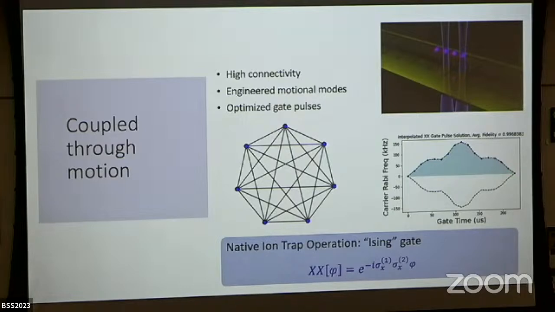Okay. And we can couple any pair in the chain. So we're usually working with a chain of 15, and we use the middle 13, for example, and we can have any pair gate between them.